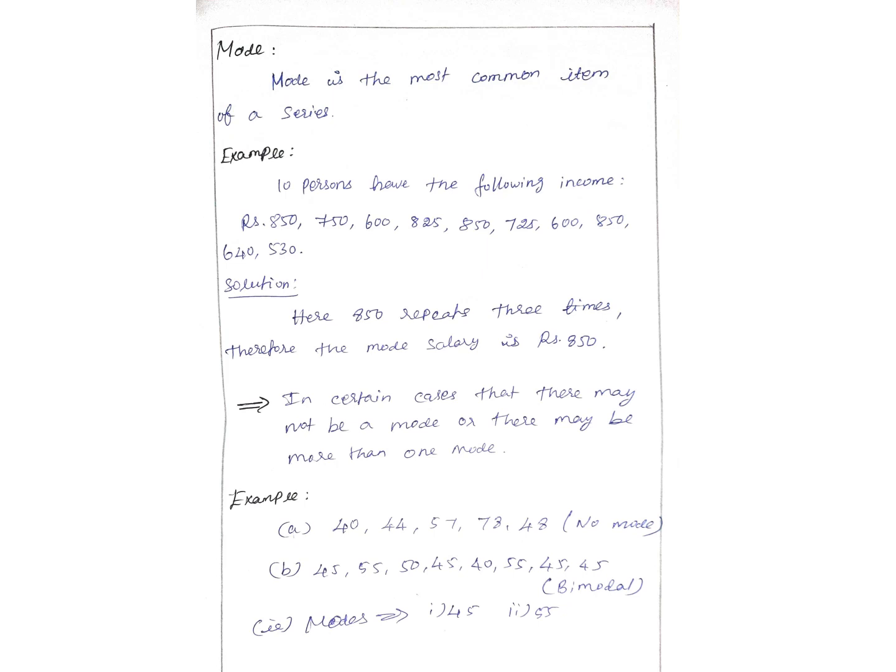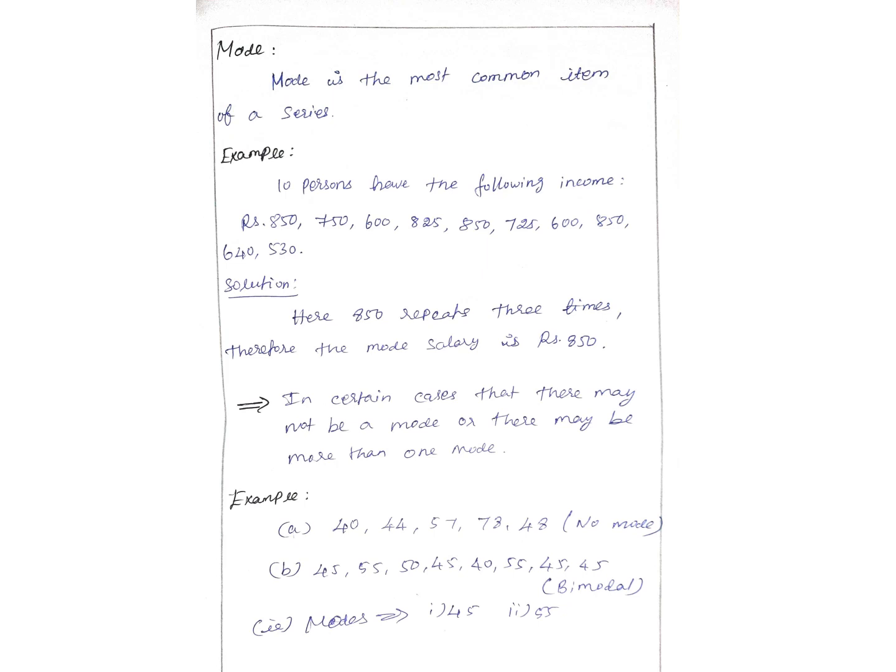In certain cases there may not be a mode, or there may be more than one mode. For example, we have 5 observations: 40, 44, 57, 78 and 48. Here there are no repetitions, so there is no mode. Second one: 45, 55, 50, 45, 40, 55, 45 and 45. Here 45 and 55 are repeated, so this observation has a bimodal mode.